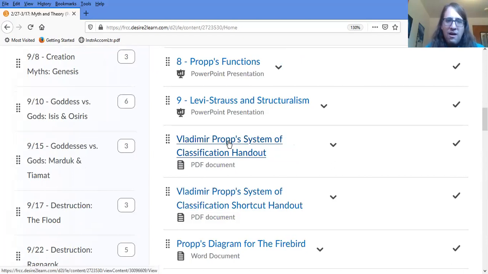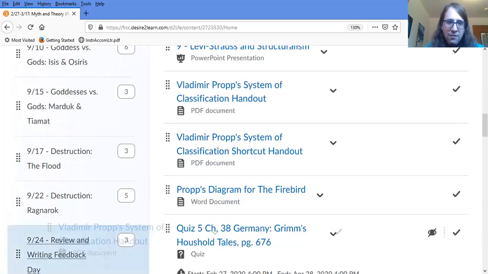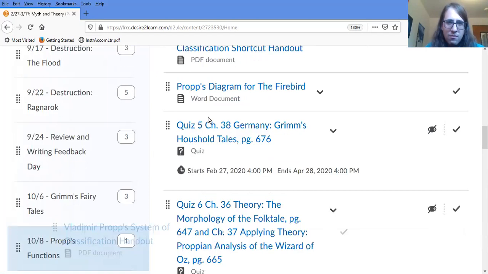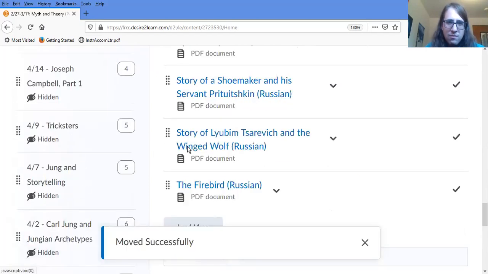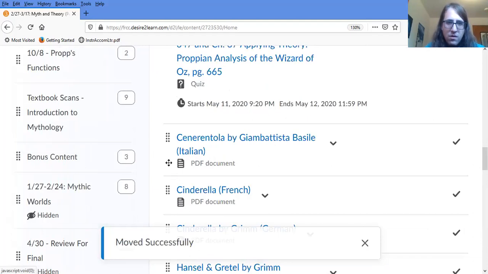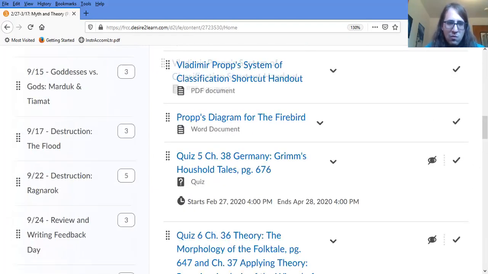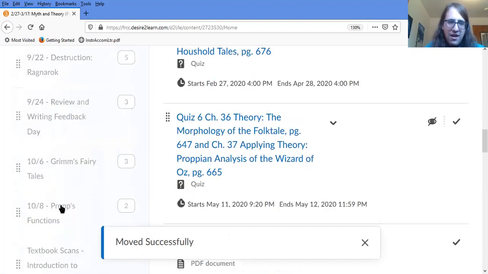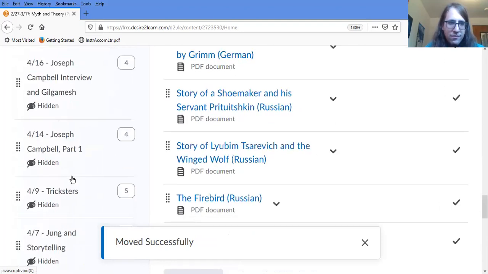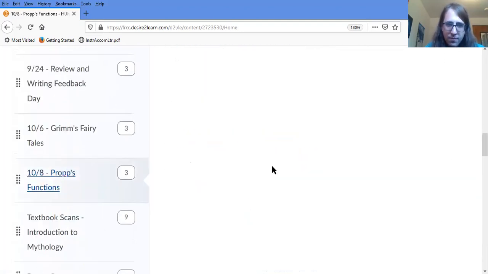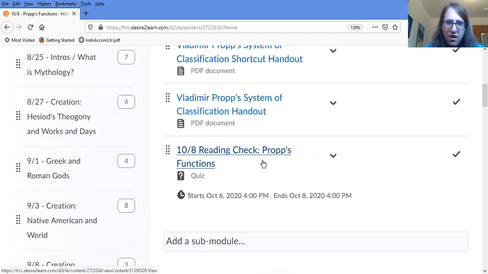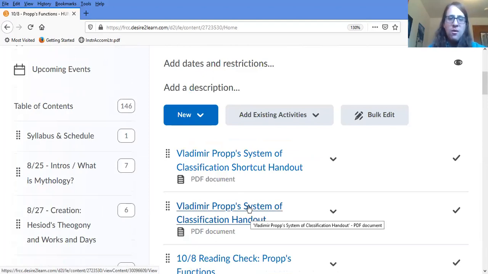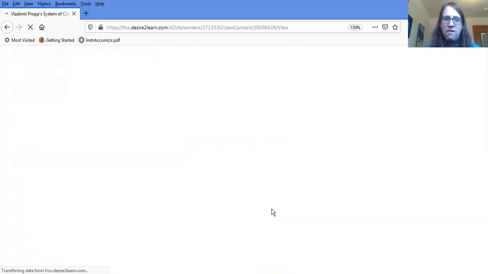Okay, so there's two sheets here, and eventually they're going to be in the page for today. In fact, why don't I do that right now? Okay, so I moved them to the page for today. And here they are. So you've got the detailed one and you've got the shortcut one. The detailed one will explain all the functions and give a little specific explanation of what each one is. So let's load that up and take a look.